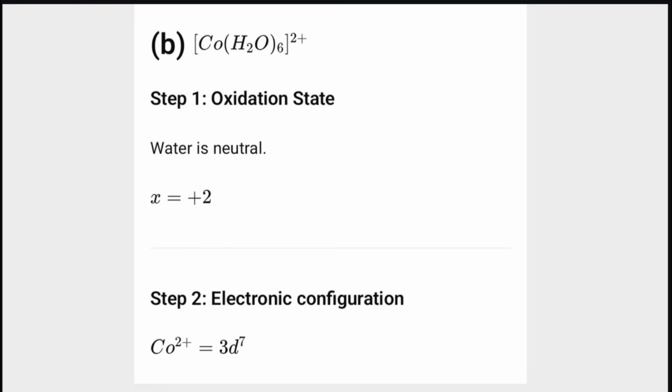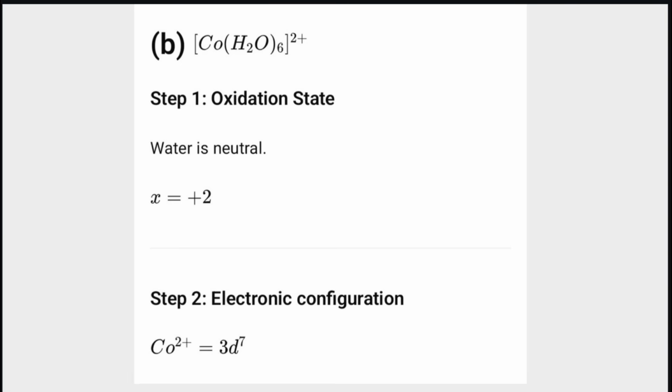And now we will see option B, the [Co(H2O)6]2+ complex. Here we will calculate the oxidation state. Water is a neutral ligand, so we get a +2 oxidation state. In step 2 we will see the electronic configuration. Co2+ we have already discussed earlier, so we get a 3d7 electronic configuration. In step 3, we will see the ligand. Water is a weak or intermediate field ligand. Hence, it is a high spin octahedral.